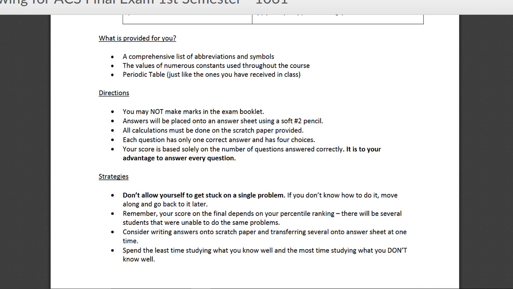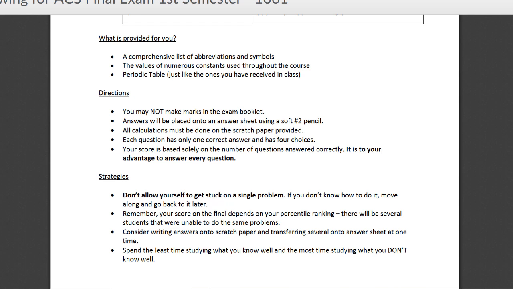As far as the directions go, you are going to be reminded when the day comes that you cannot write anywhere in the test booklet itself. You are going to have available some scratch paper inside of there that you'll do all the writing on, but you are not to make any marks in the exam booklets themselves. Each question will only have one correct answer and has 4 choices. And again, as we mentioned, your score is based entirely on the number that you answer correctly. It's to your advantage to answer every question.